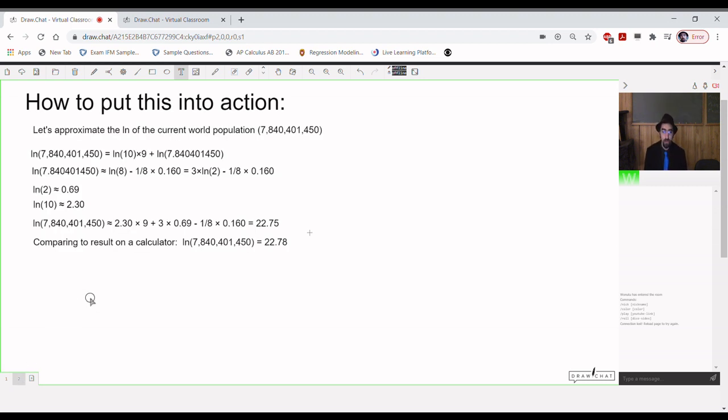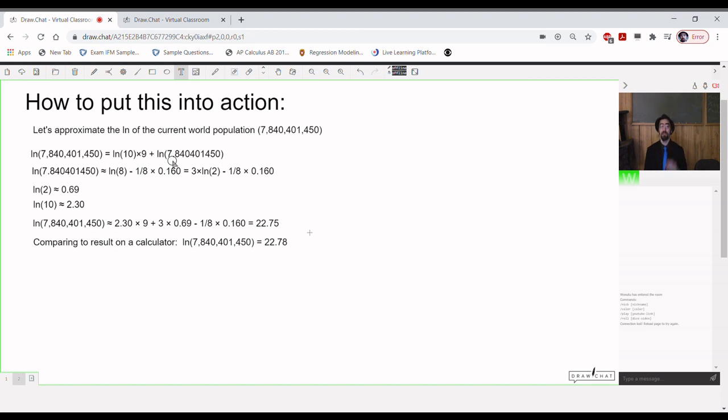Let's approximate the natural log of the current world population, which when I most recently checked worldometers, was approximately 7,840,401,450. All right. Well, first thing we'll want to do is get this almost in scientific notation, right? We'll want to think of it as 7.840 whatever times 10 to the 9th. So that's going to be natural log of 10 to the 9 plus natural log of 7.840 whatever, right?